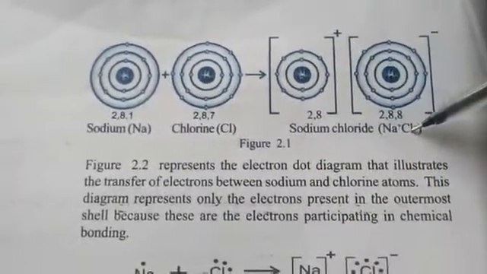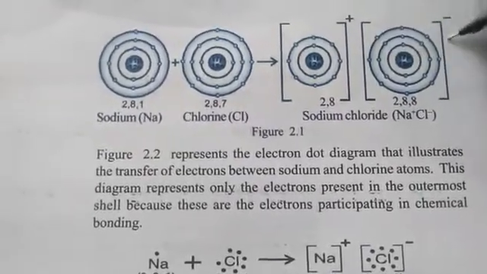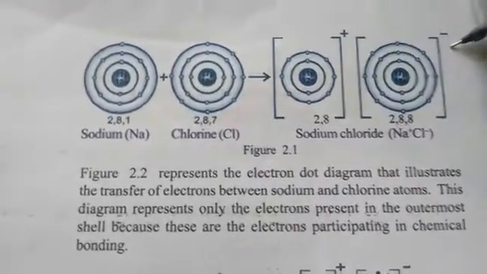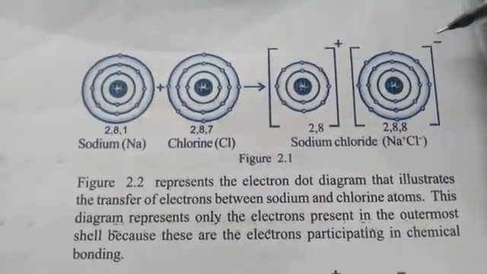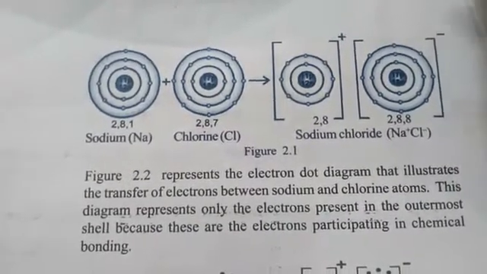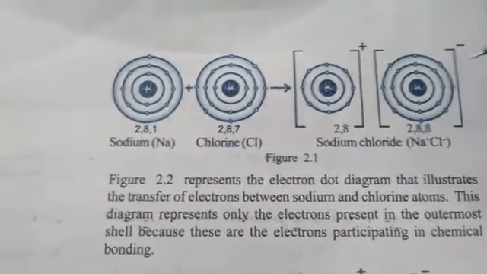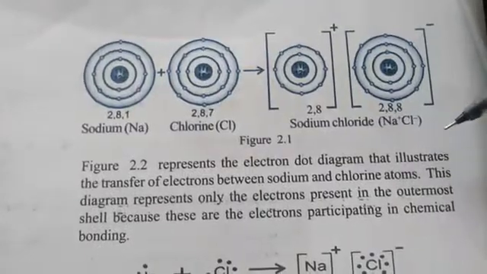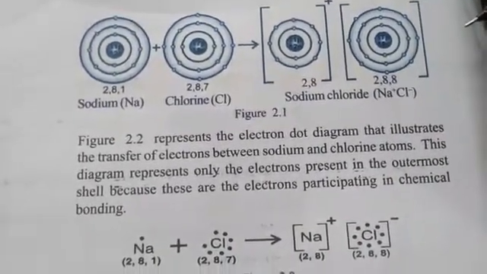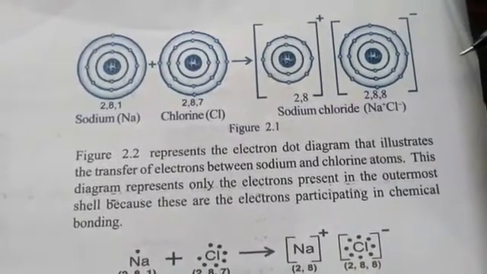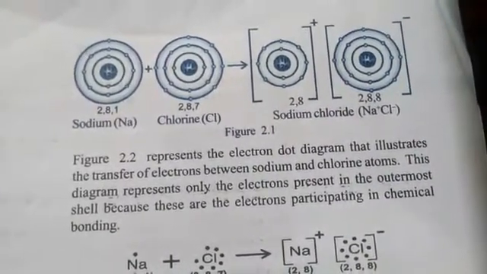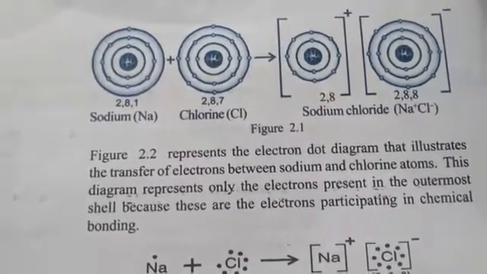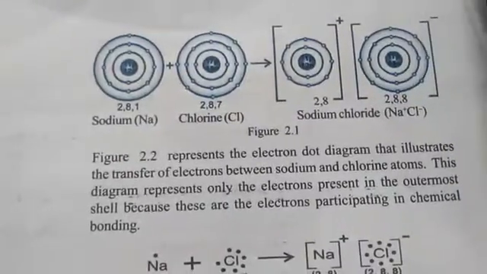Thus the sodium chloride compound is formed and both attain stability. Sodium loses 1 electron and attains a positive charge. Chlorine gains 1 electron and gets a negative charge. So those that release electrons have a positive charge, and those that gain electrons have a negative charge. Thus sodium chloride is formed. This is an example of ionic bonding. So once again I'll remind you, ionic bonding is formed by the complete transfer of 1 or 2 electrons from the outermost shell of one atom to another atom. Thus ionic bonding is formed. Okay, thank you.